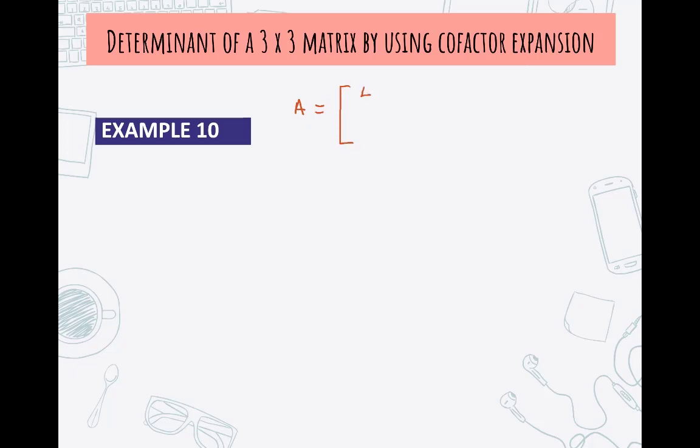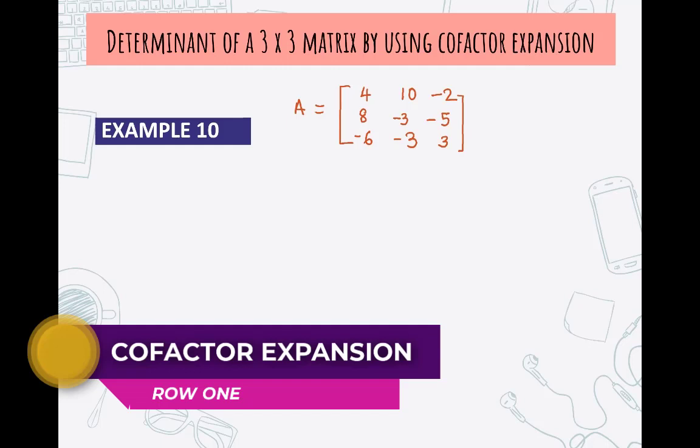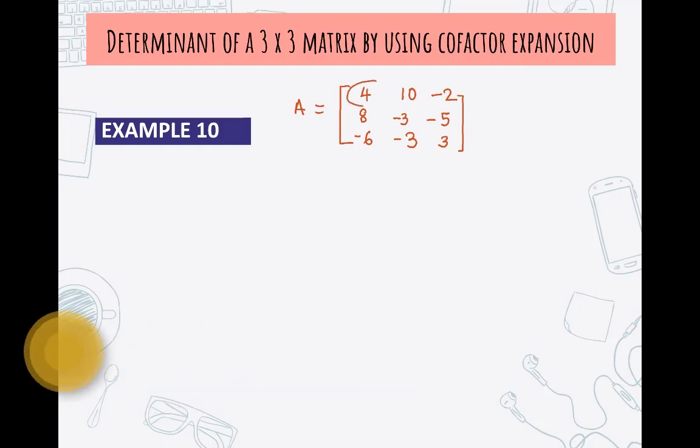4, 10, negative 2, 8, negative 3, negative 5, negative 6, negative 3 and 3. Now the question is to find the determinant of A by using expansion on row 1. Okay students, now look at your row 1. So this is your row 1.